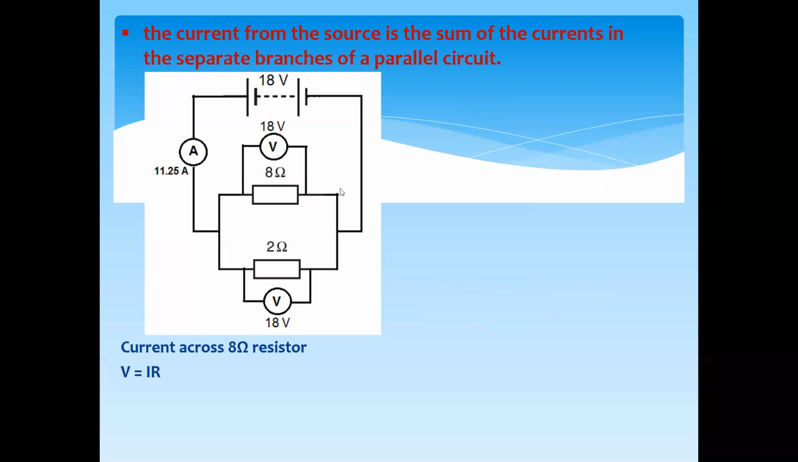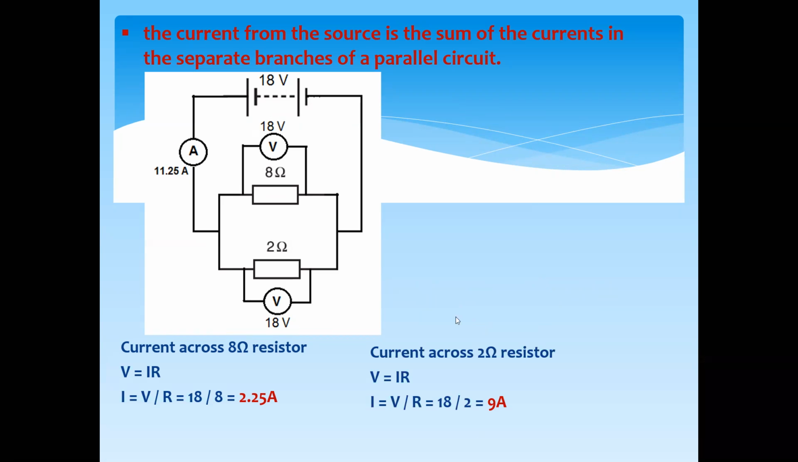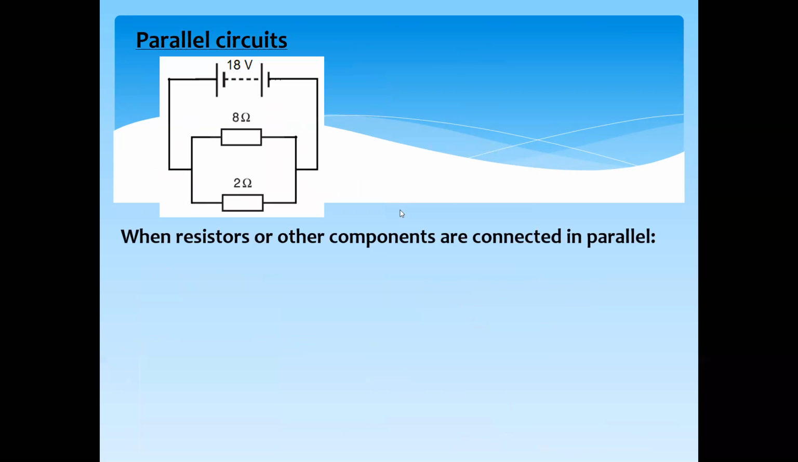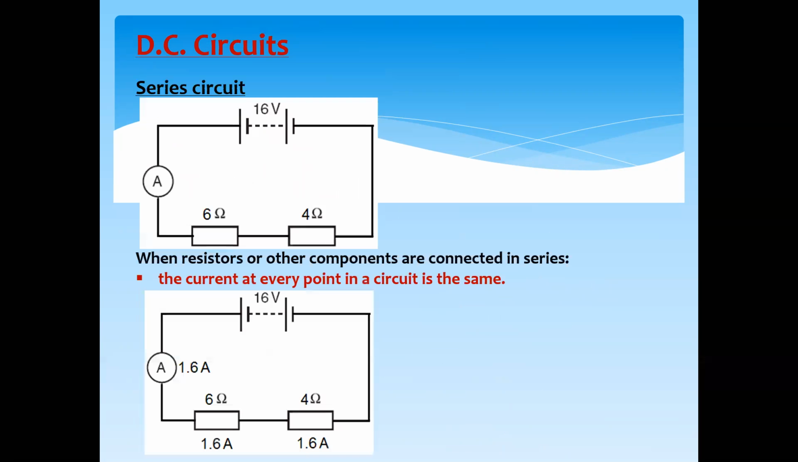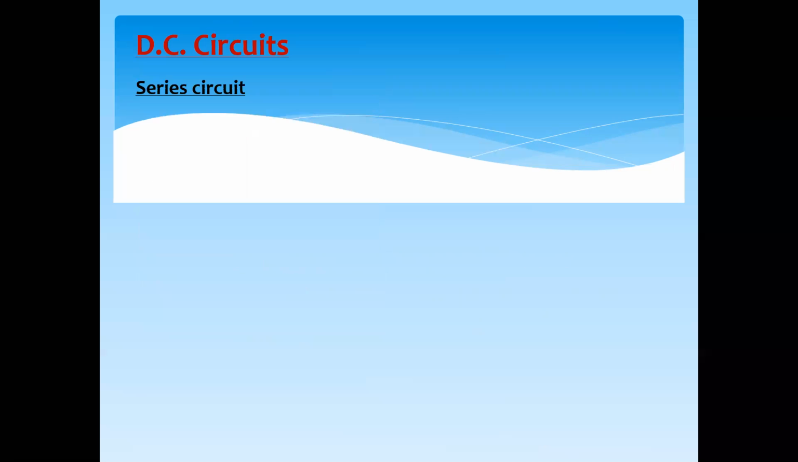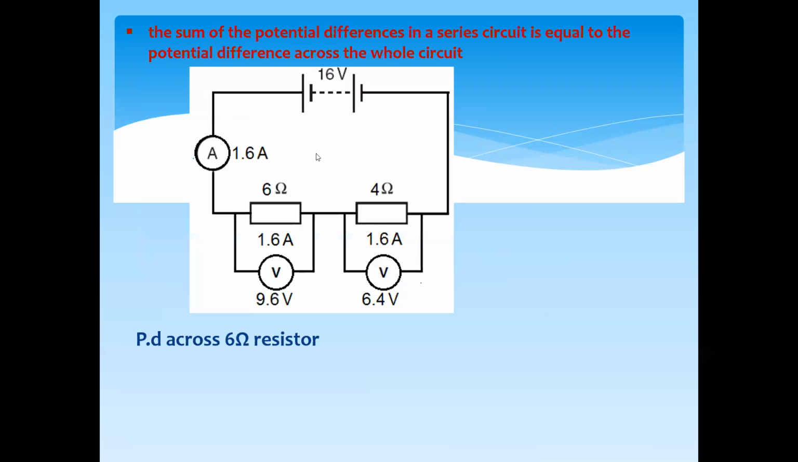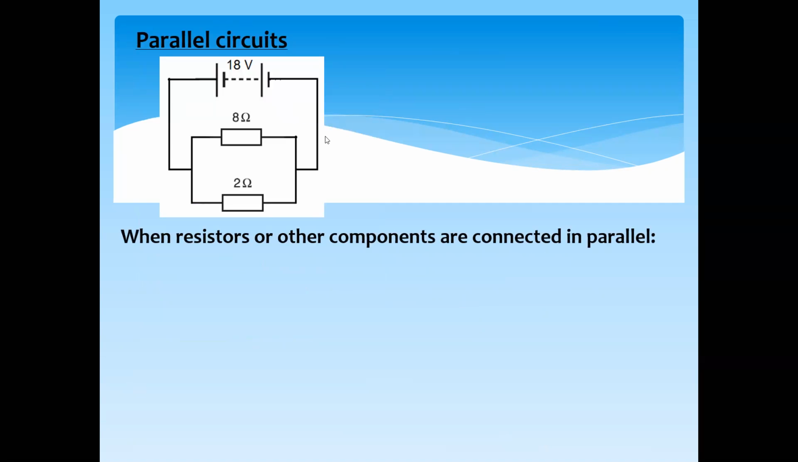So you can see here the current across the 8 ohm was 2.25 and across the 2 ohm it is 9, and the total current is equal to the sum of the currents passing through the individual branches. You have to remember this. If a circuit is series, they will have the same current but different voltage, that means the voltage divides. If you have a parallel circuit, they will have the same voltage, but the current will divide between the components.